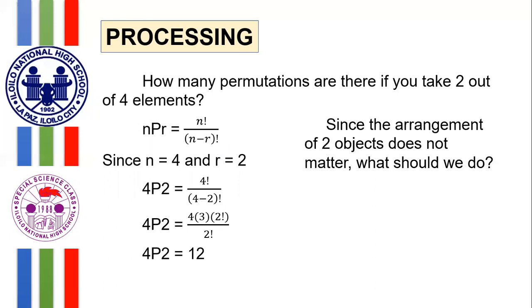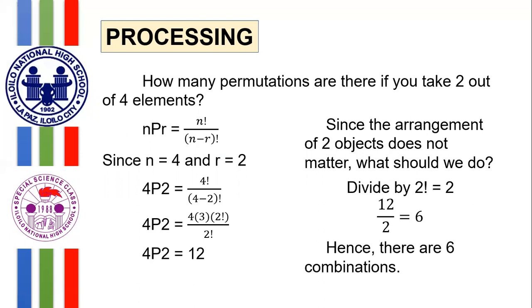However, since the arrangement of these 2 objects, meaning the 2 manifestations, does not matter, what should we do? Based on what we discussed last time, with indistinct permutation or permutation with repeated elements, it is necessary to divide by a factorial of 2. Hence, by dividing by 2 factorial, we have 12 divided by 2, and we get 6. And there are 6 combinations indeed. And those 6 combinations are the ones that were provided earlier to you.